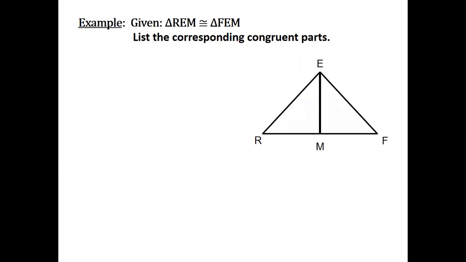Now we have an exercise: given triangle REM congruent with triangle FEM, list the corresponding congruent parts. How are we going to find the corresponding congruent parts? We have six elements. In case we have two triangles, and it is already stated that they are congruent, then we are looking for six elements: three sides and three angles.